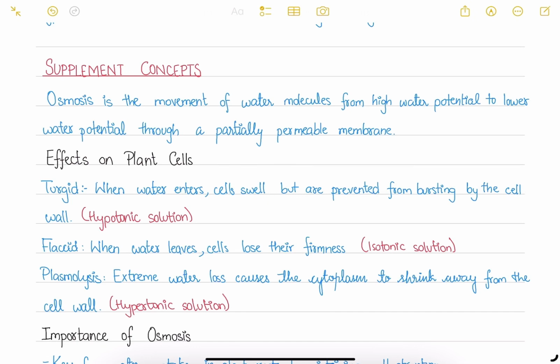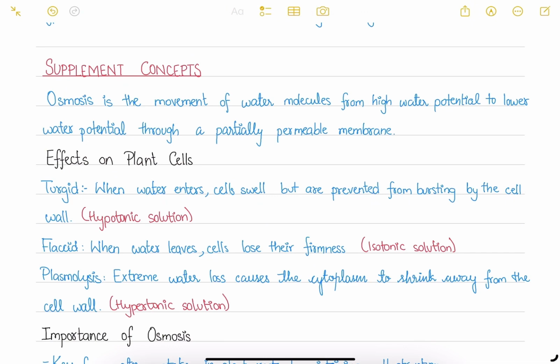So turgid cell, when water enters, cells swell. The plant cells swell but are prevented from bursting by the cell wall. That's not the case in animal cells. They undergo lysis when they swell. That's because they don't have a cell wall which will prevent them from bursting. And this happens in a hypotonic solution, as I have told earlier.